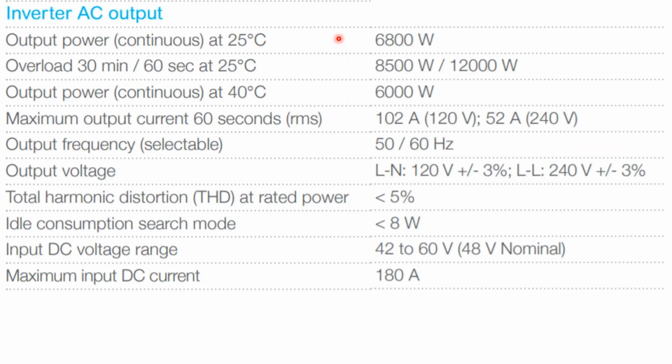All right, now we're back on the Schneider inverter. This is a 6,800 watt inverter, but it has a 30-minute rating and also a 60-second rating that goes into a burst mode. And so it's a 6.8 kilowatt inverter, but for 30 minutes, it can actually go up to 8,500 watts and then up to 12,000 watts for 60 seconds.